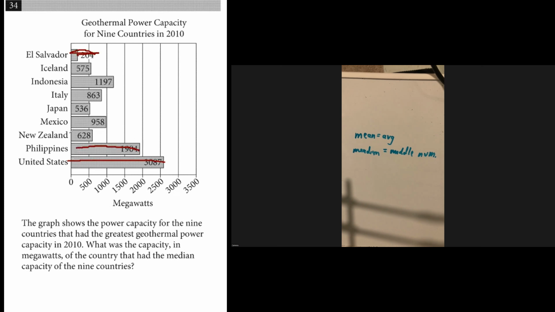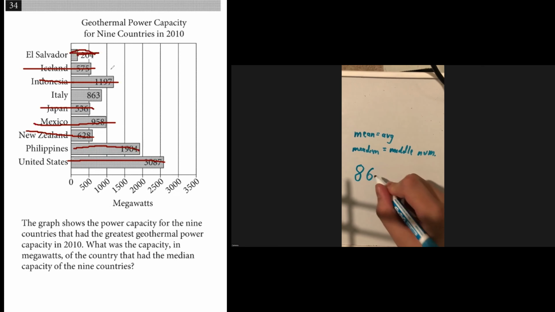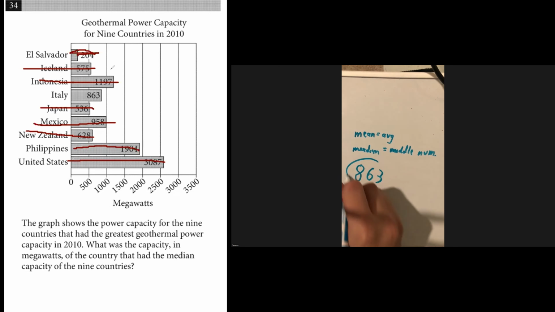The next highest is 1904, and the next lowest is 536. Then we have 1197 and 628. And then you cross off 958 and 575, which leaves you with 863 as the median capacity. So the correct answer is 863. I'll just cross it off on the actual SAT paper itself.